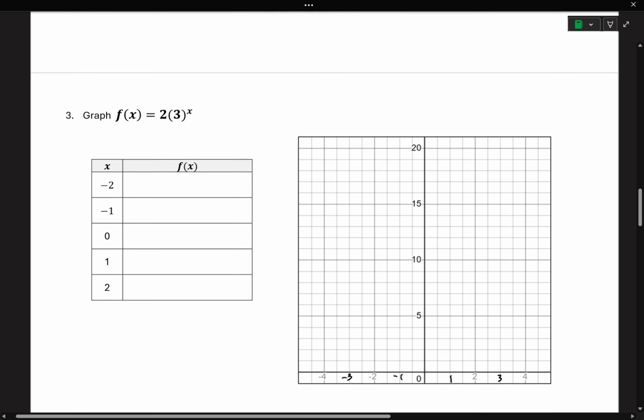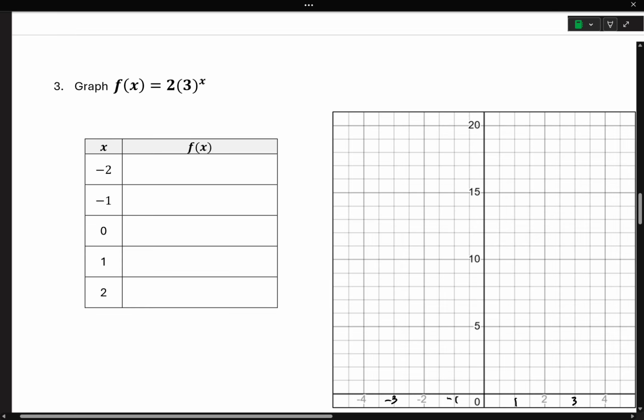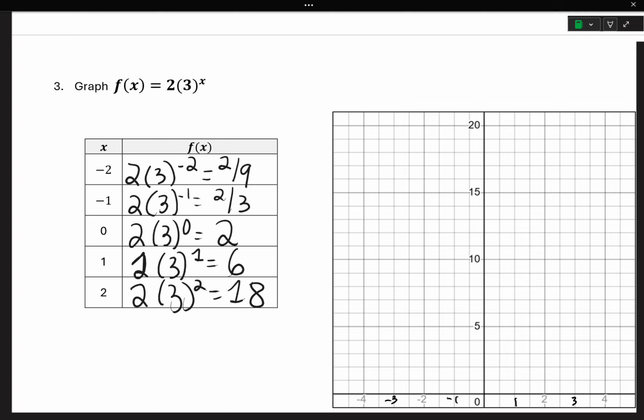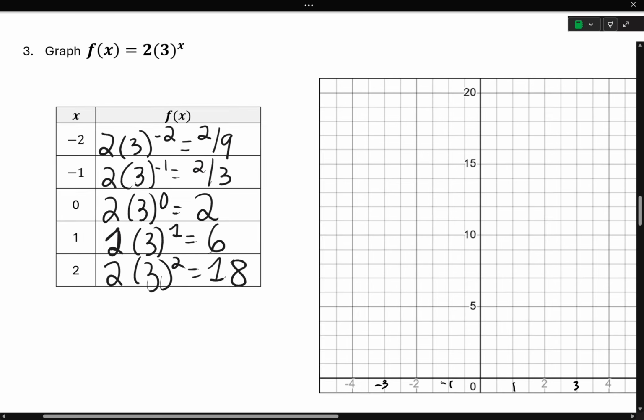Number 3, let's do the same. Ooh, it has a 2 in front. Doesn't really make a difference in the way we do it. We're just going to make sure to type that in when we do that in our calculator. Okay. Hopefully you have the time to put this into your calculator. Pause the video if you don't.